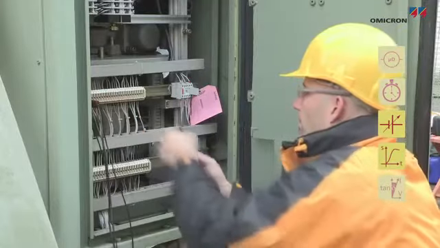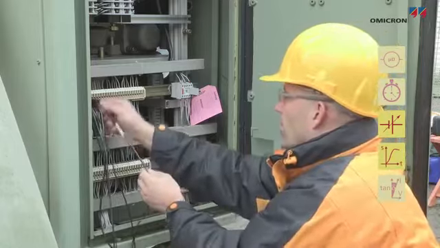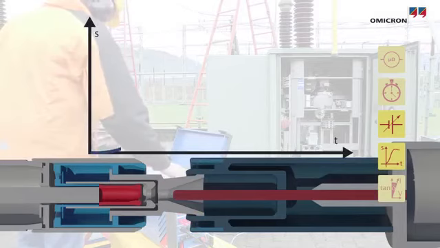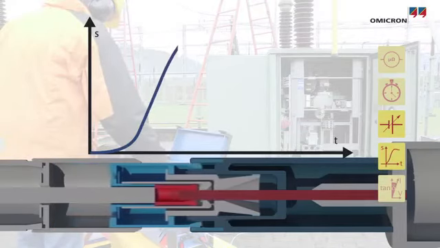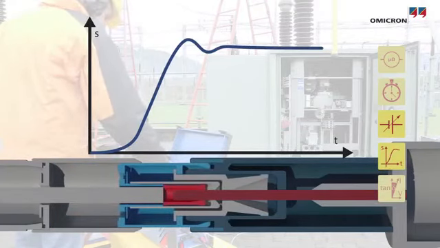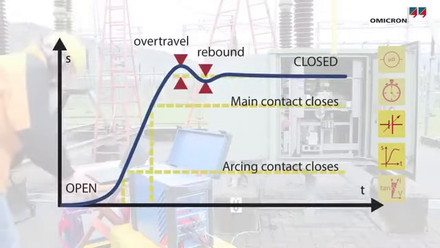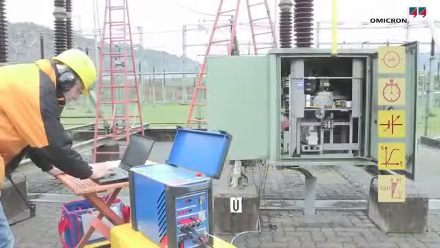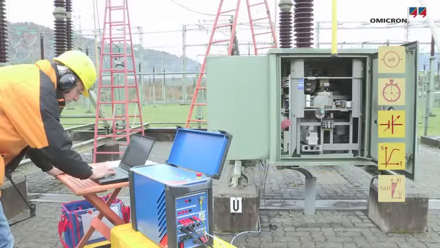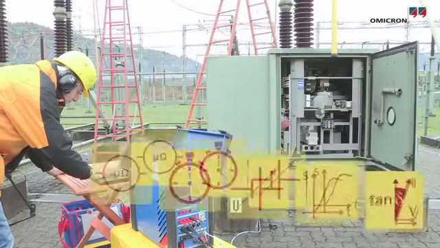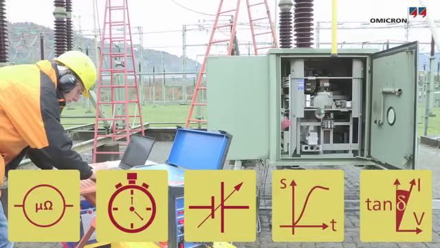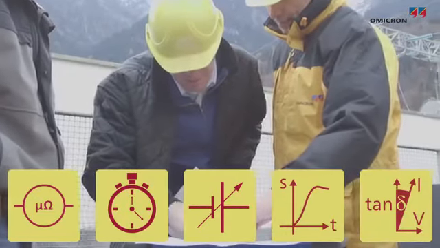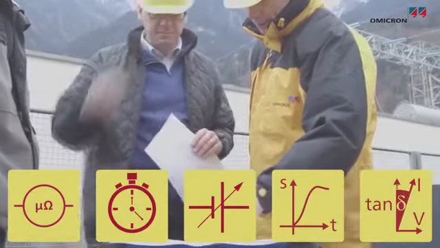Additionally, if the circuit breaker travel curve is recorded, it allows mechanical parameters to be assessed, such as velocity, total travel, acceleration, over travel, and rebound. By performing these measurements, the station operator can verify that the equipment is in good working condition or can initiate maintenance activities.